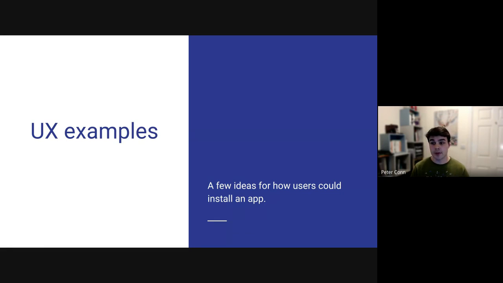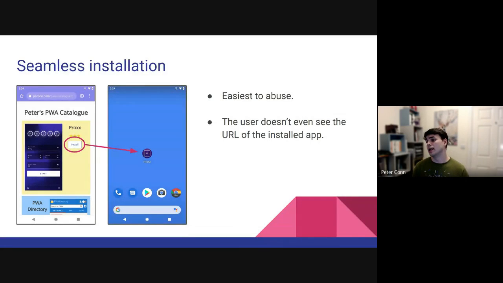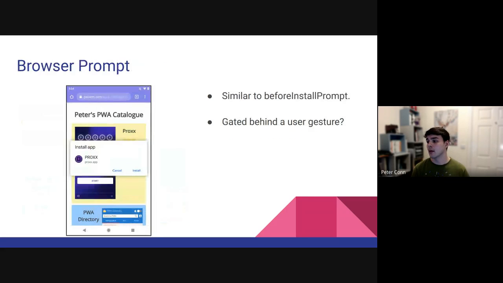We have a few examples of how this might work. The first one is just a magical install button that the user presses on your website and then poof, it appears on your home screen. The second one has a bit of browser UI, similar to what we have today with before install prompt. One of the prime weaknesses of the previous UI I showed you was that at no point did the user actually see the website that they are installing. Whereas here, at least we've got some origin attribution.